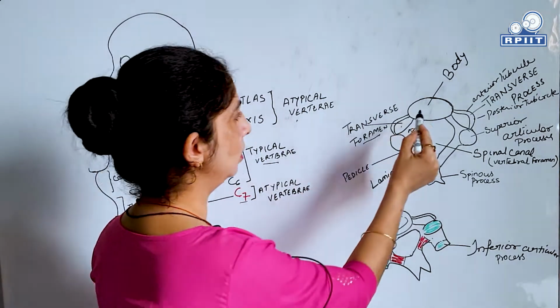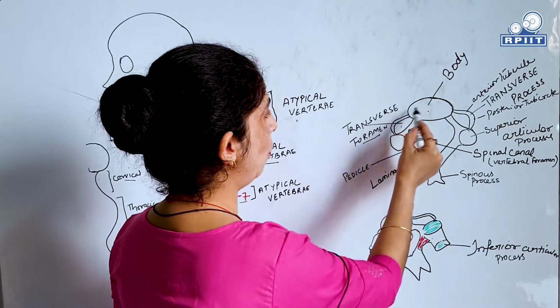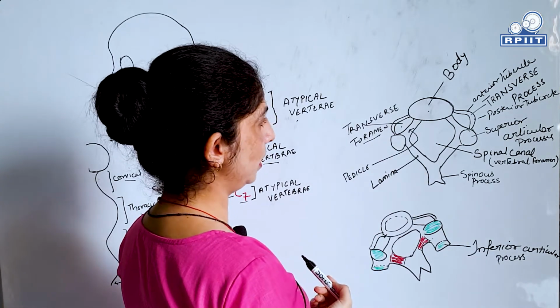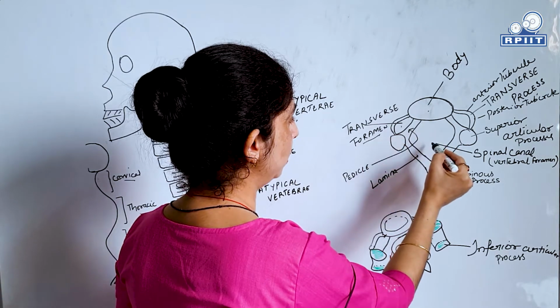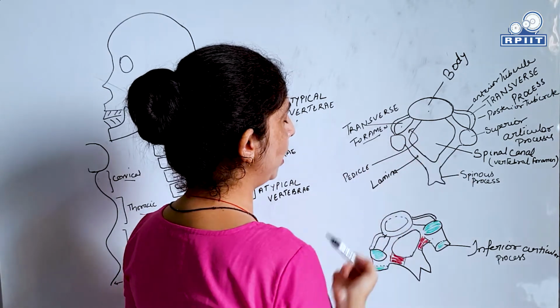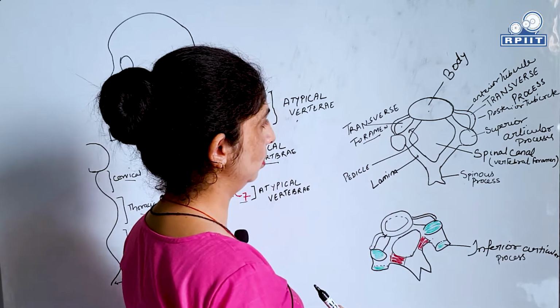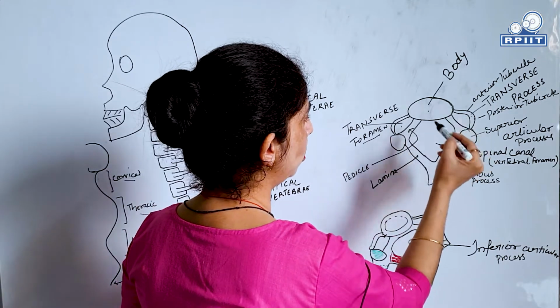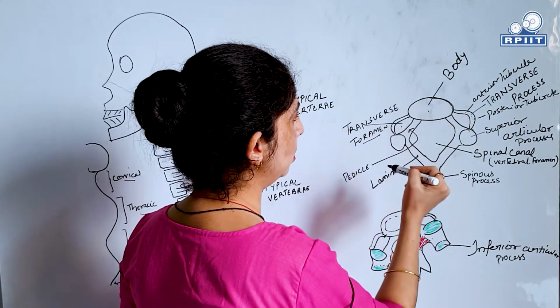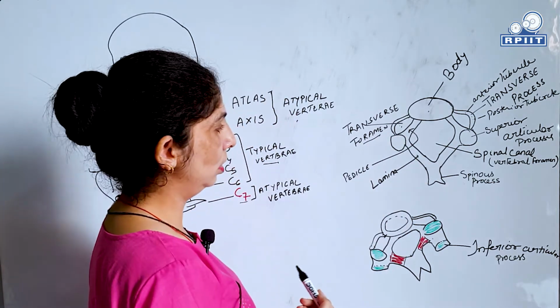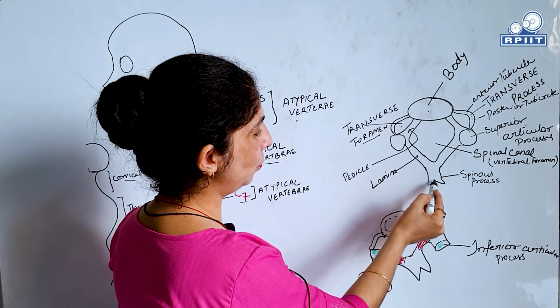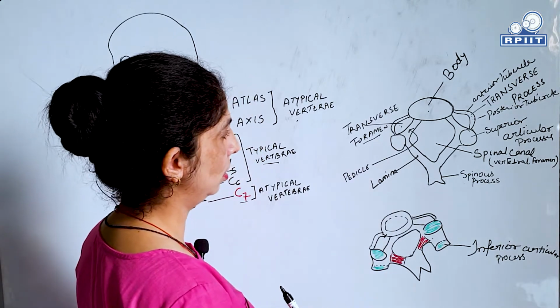Now, see, this is body which is oval in shape and small in size. This is vertebral foramen, which is triangular in shape and larger than the body. This is transverse process, which have an anterior and posterior tubercle, and this is transverse foramen. Now, this is spinous process, which is bifid in nature.